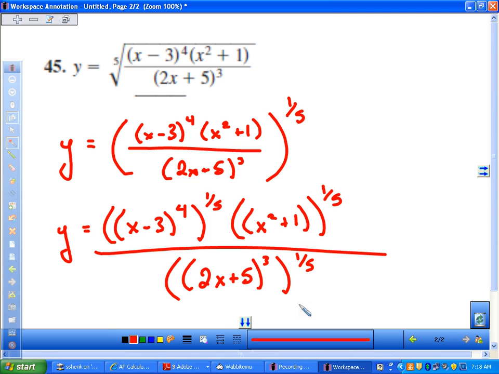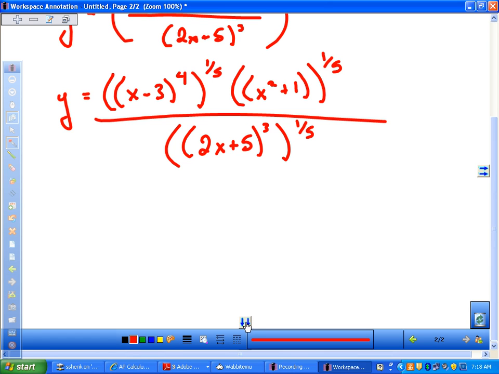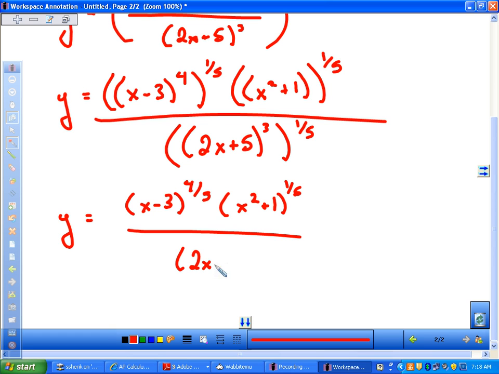What do we do with exponents when we're raising a power to a power? We multiply the exponents. So x minus 3 is going to be raised to the 4/5 power, times x squared plus 1 to the 1/5 power, over 2x plus 5 to the 3/5 power. Okay.